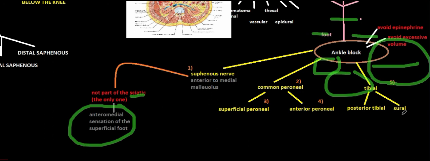So the saphenous is not part of the sciatic. The common peroneal divides into the anterior peroneal and the superficial peroneal, and I told you where to find them. The tibial nerve will give you the posterior tibial. The posterior tibial will subdivide into the calcaneal, the lateral plantar, and the medial plantar, providing sensation to the tip of the toes, to the heel, to the medial sole, and part of the lateral sole. And the rest of the lateral sole will be supplied by the sural nerve.